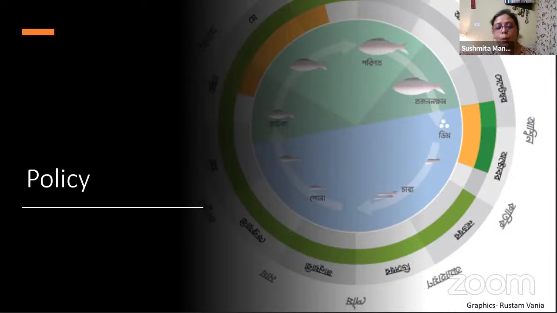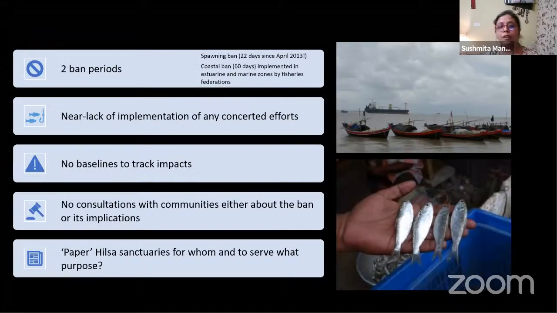Whereas the spawning ban is the one that is very critical, because as we know the fish moves from the marine environment into the freshwater environment, and it is at that point that there's a ban. It's usually a September-October cycle, a lunar period in which we imagine that a lot more fish is coming to the freshwater ecosystem, and that's when the ban has been instituted. Now, this ban came into focus only in 2013, and it's basically a 22-day long ban between September and October. But when you go down on the ground, you see that there's a near lack of implementation of the ban that is in place.